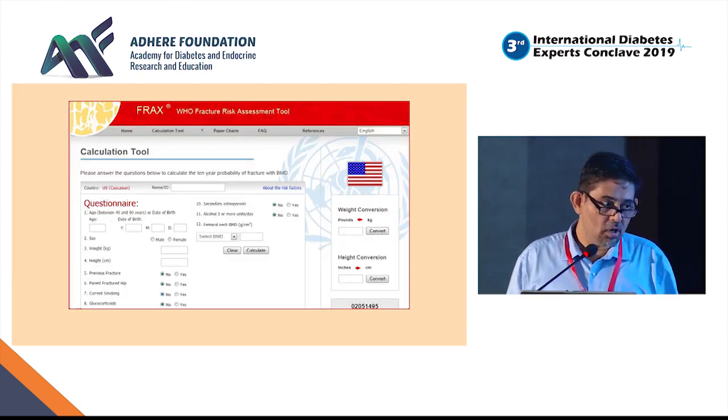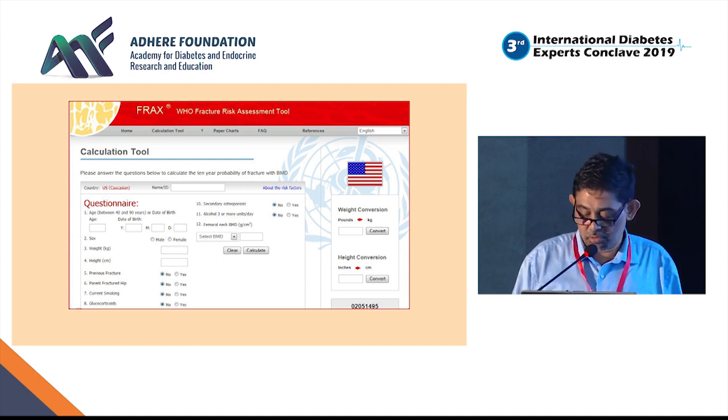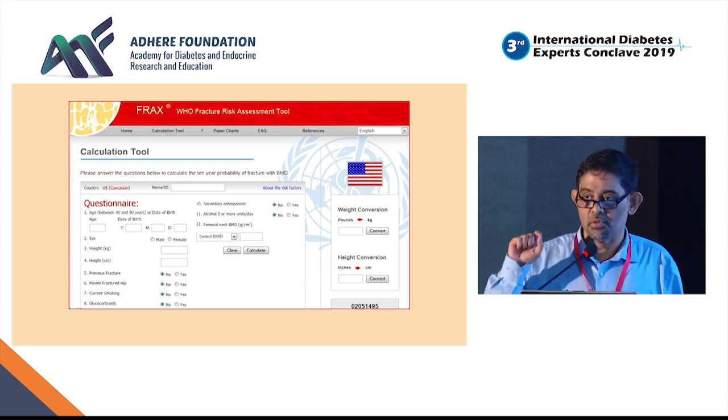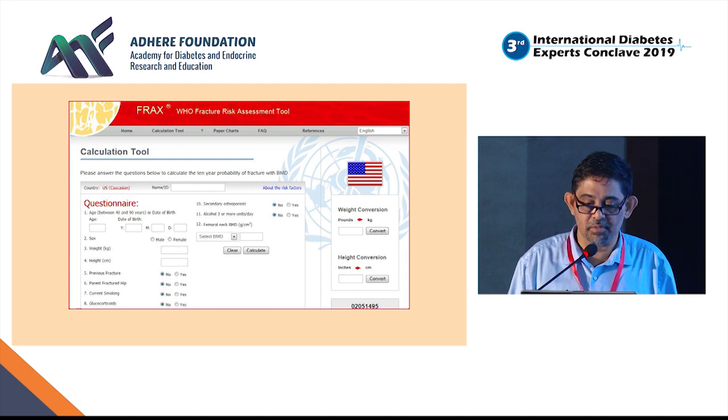What if you do not or cannot have the DEXA scan? We have the FRAX score. In fact, the FRAX score was introduced specifically for countries who did not have the infrastructure or the cost-bearing capacity of having DEXA for all their patients. And this is what the FRAX score questionnaire looks like.